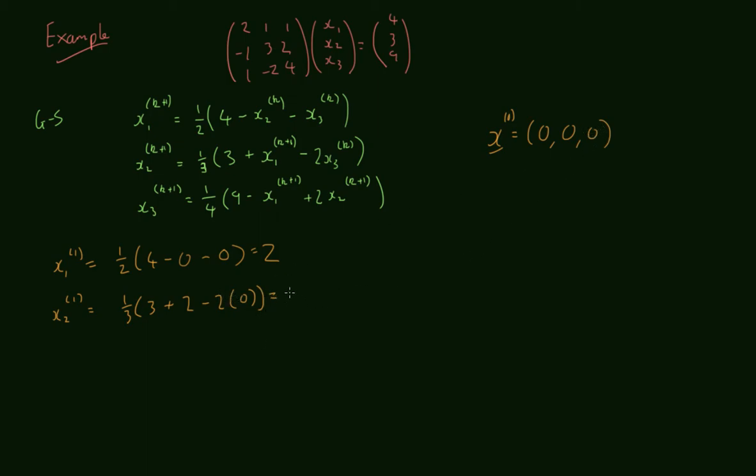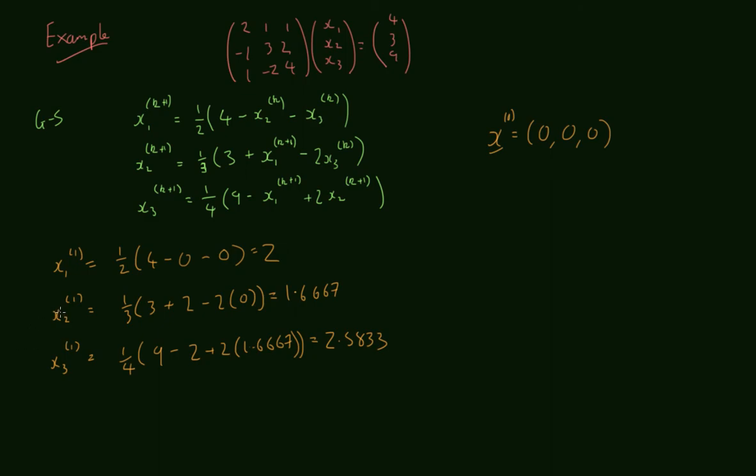That gives us 1.6667, correct to 4 decimal places. And x3 will be 1/4, and remember, because this is the last unknown in our vector, we can use all of our new values. So it's 9 minus 2 plus 2 lots of 1.6667, and that equals 2.5833.